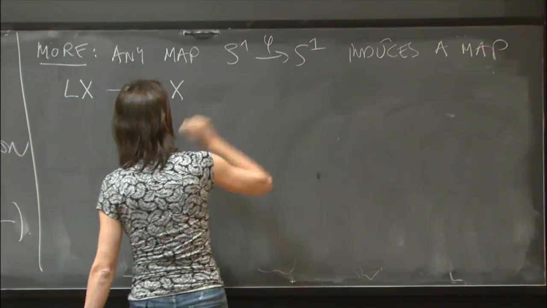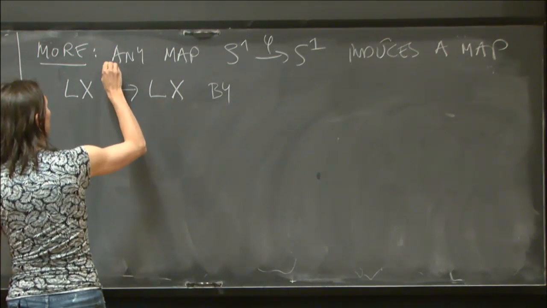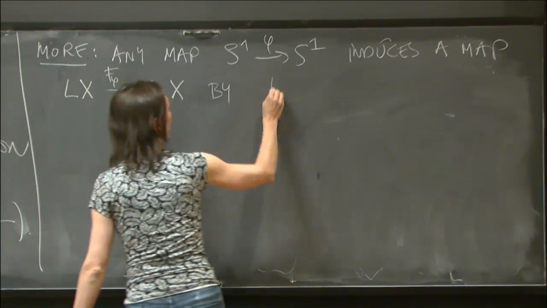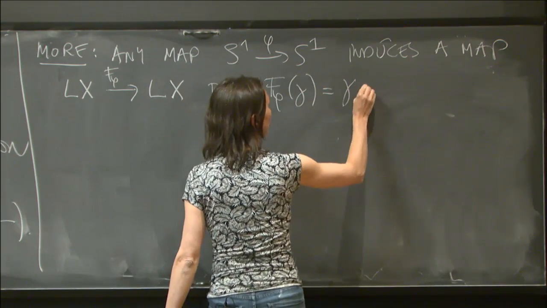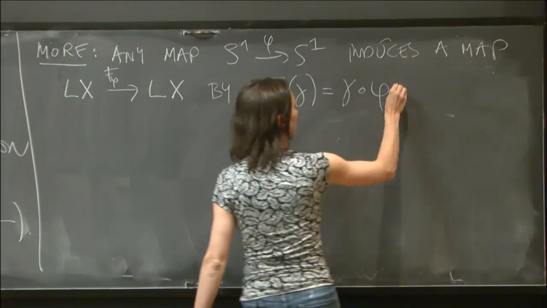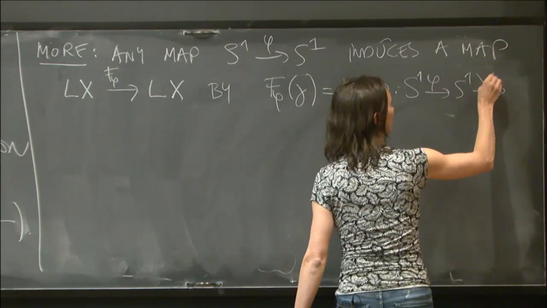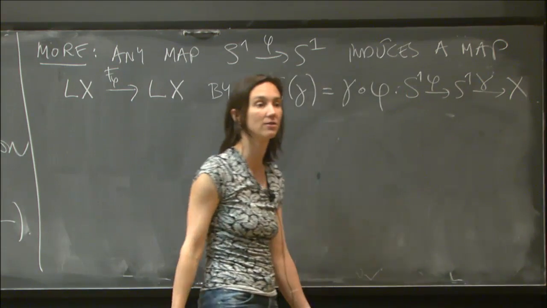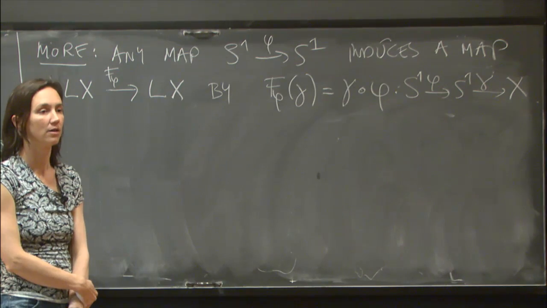So if this is phi, phi of gamma is gamma precomposed with phi, right? I take S1, I do my phi, S1, and do my gamma, X. Okay, yes? You said rotations and flips, but do you mean any continuous map? Do you mean like?